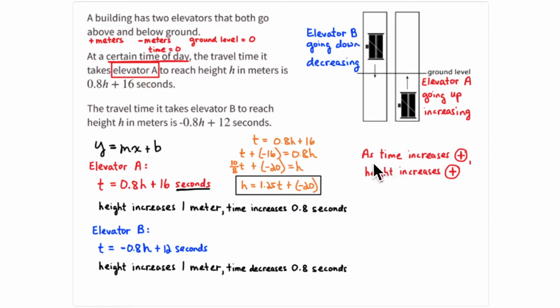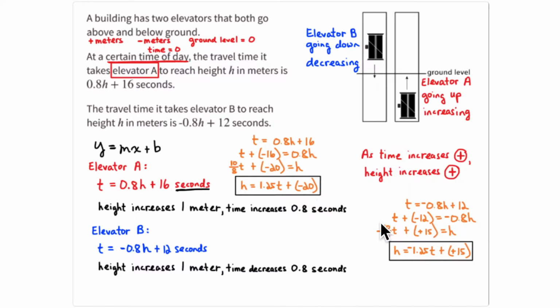So what that means is that as time increases, as this number gets bigger, what's happening to the height? Well, this whole term is increasing, and that means that you're taking a larger positive value and adding it to a constant negative 20. So this expression is getting more and more positive over time. So the height increases as the time increases. This is tough stuff.